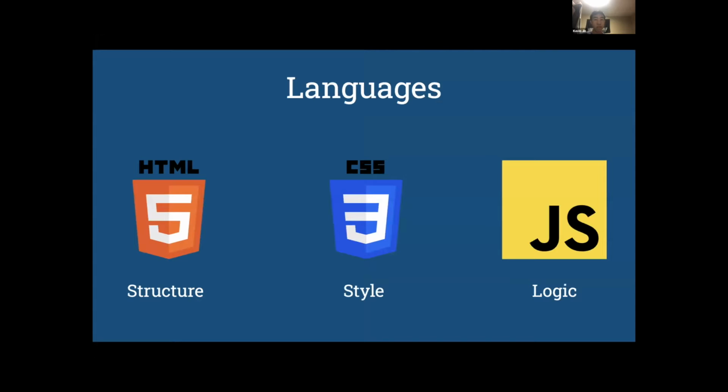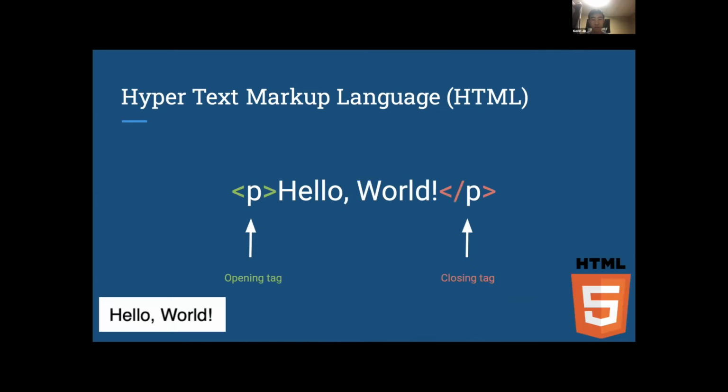So there are three main languages every web developer needs to know: HTML, CSS, and JavaScript. Given the amount of time we have, we can only provide you with an introduction to HTML and CSS, which provide the structure and style of every web page on the internet. So we're going to start first with HTML.